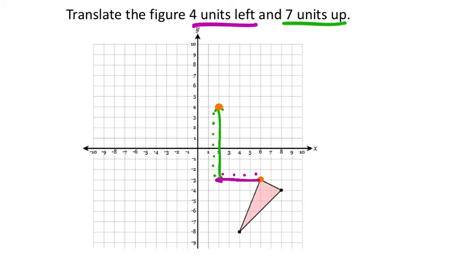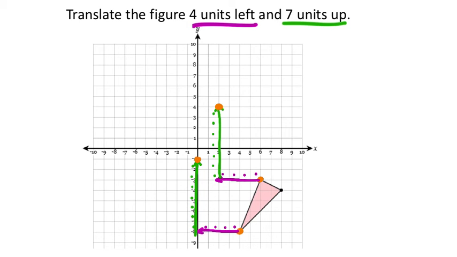Okay, then I'll go to the bottommost point down here. But the process is the same, right? 1, 2, 3, 4 units to the left. So that takes me to the y-axis. And I'm going to go 7 units up. 1, 2, 3, 4, 5, 6, 7. That takes me to the ordered pair 0, -1.